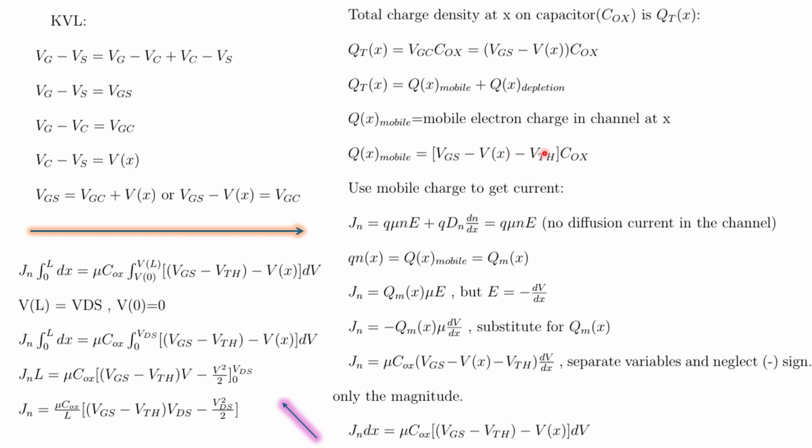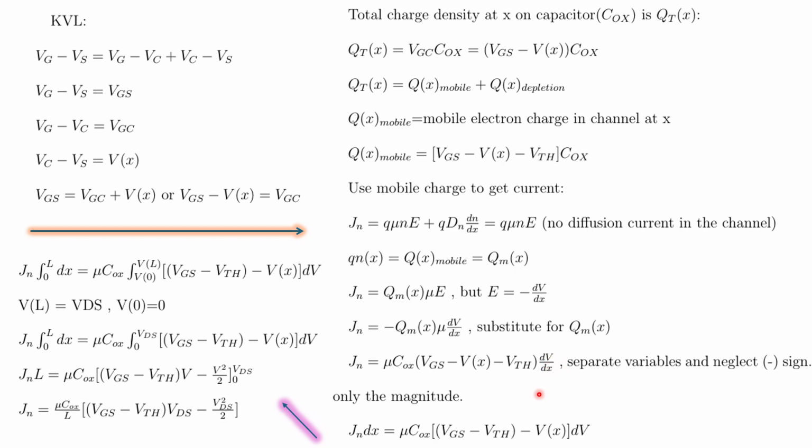VTH is the threshold voltage which is required to make the inversion layer, because before the inversion layer the calculation of electric field is totally unnecessary. It will not be used, because your current will flow only in the inversion layer, right? So after finding the Q, just put all the values, and the electric field you can calculate as dV by dx, right? So this is the final value of your J.